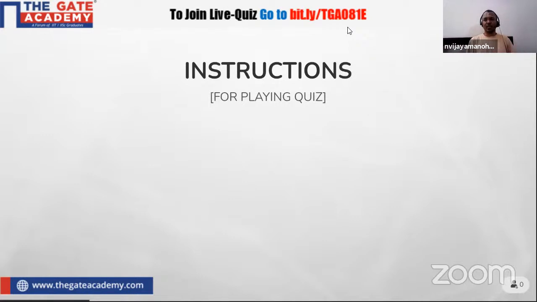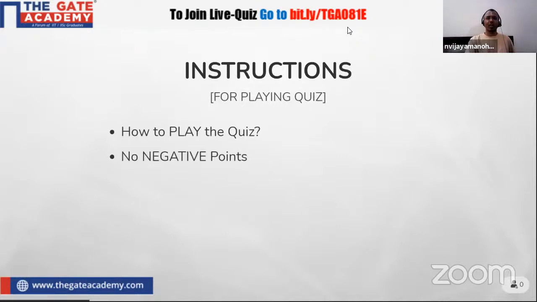So let's quickly look at the instructions for playing the quiz. I'm going to guarantee you full fun and entertainment in this quiz. It's going to have a lot of very special, tricky, interesting concepts. So what are the instructions? There are no negative points, no need to worry. The moment there is no worry, we will put forth our best.